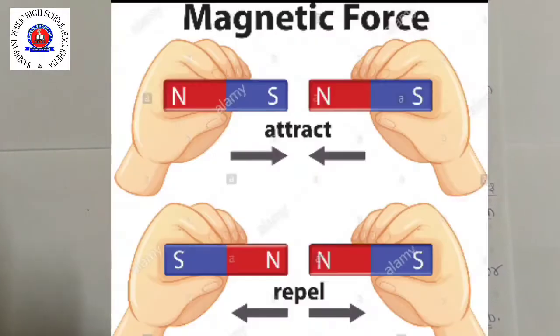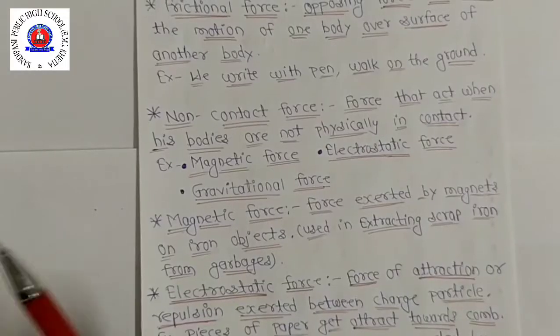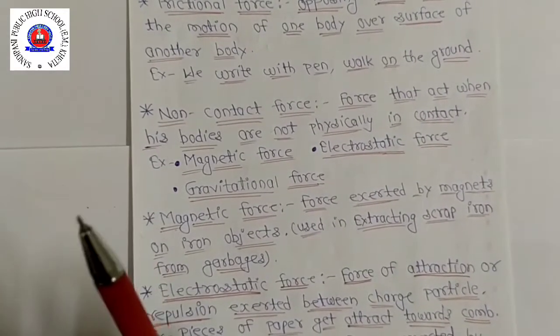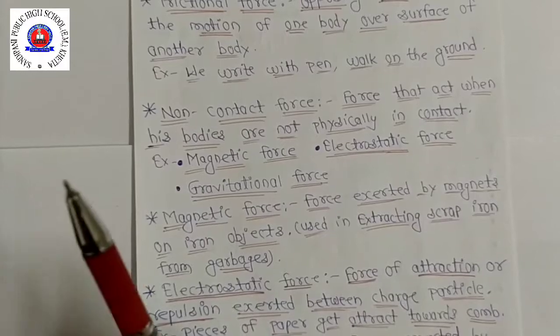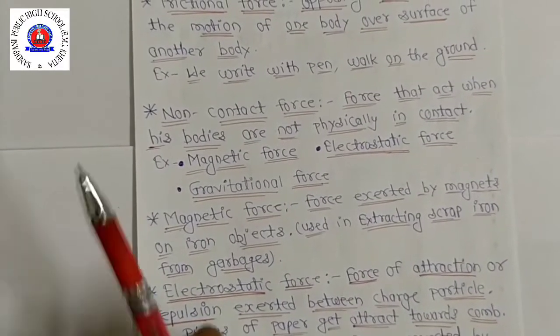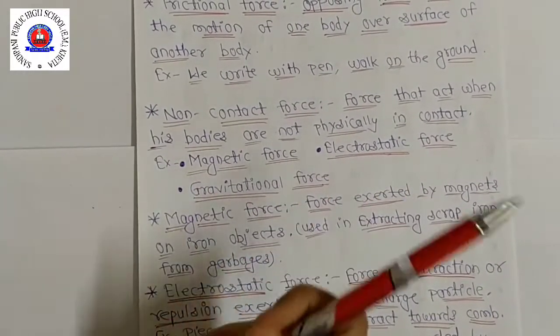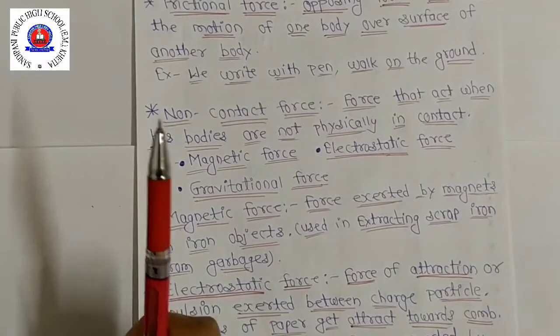A magnet can exert a force on another magnet without being in contact with it. Means when you take one magnet near another magnet, it exerts force without contact. Okay, so that force, the force exerted by a magnet, is an example of non-contact force.